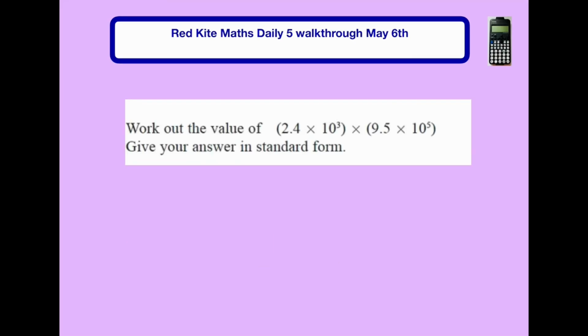Work out the value of 2.4 times 10 to the 3 times by 9.5 times 10 to the 5, and give your answer in standard form. We can use our calculator, and the skill in this is then converting it to standard form. It's worth 2 marks, which is quite nice. So you'll get that answer when you've done all of those numbers in brackets. And what we need to do now is to pop it back into standard form.